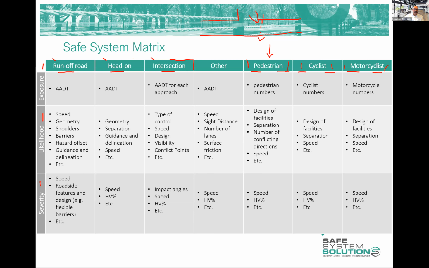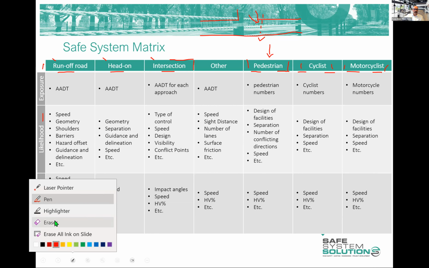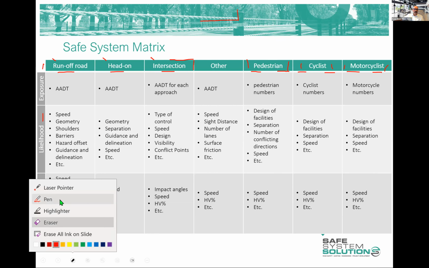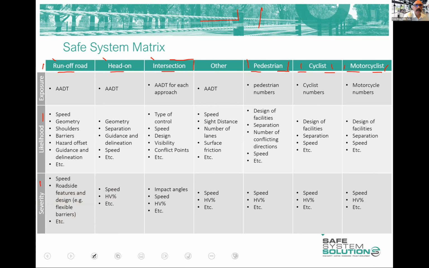Just to gain further clarity on this, because it's an important way of thinking about our assessments, we take that intersection again and we talk about a vehicle. We're worried about vehicles running off the road and hitting a power pole that's close to the intersection. That's actually a run-off road crash that we're worried about, not an intersection crash, again even though it happened at the intersection.